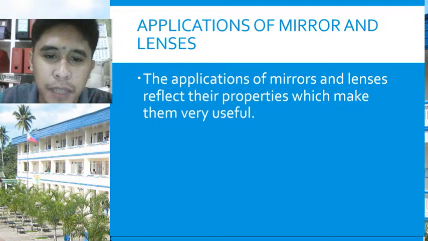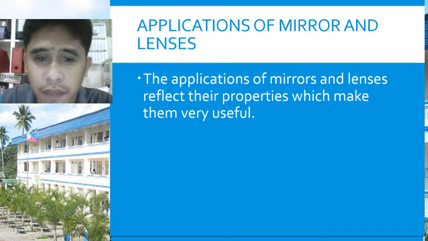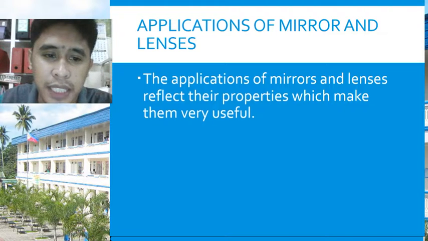The applications of mirrors and lenses reflect their properties which make them very useful. These properties include the type of image that is formed, the size of the image, the field of view of lenses and mirrors including the image, and the ability to focus light.